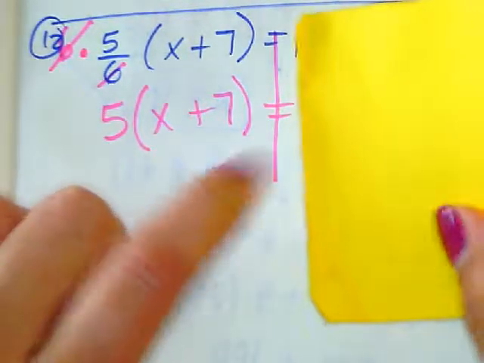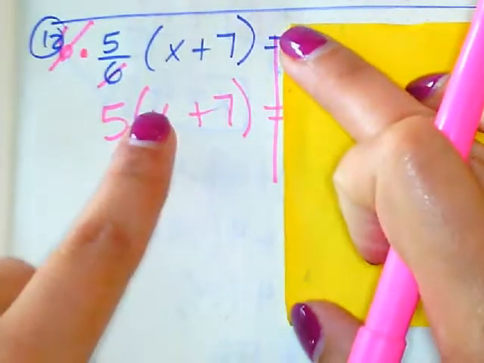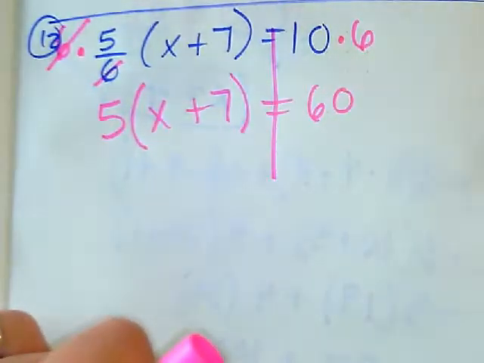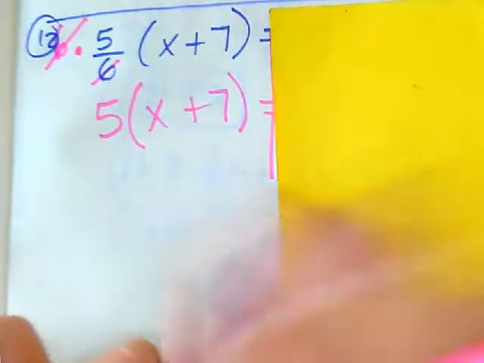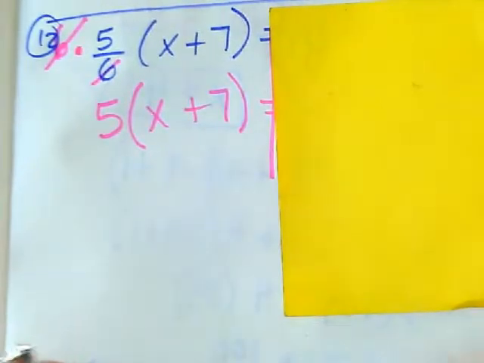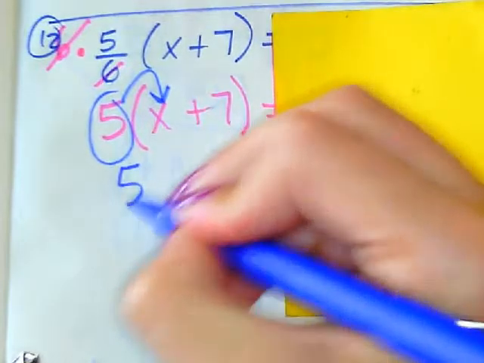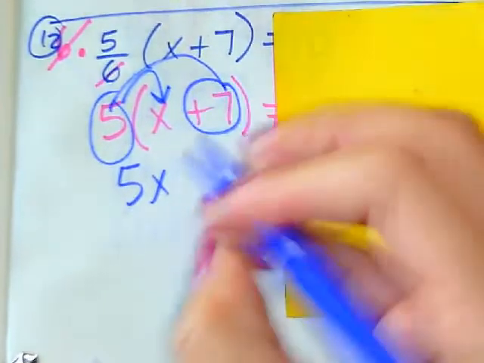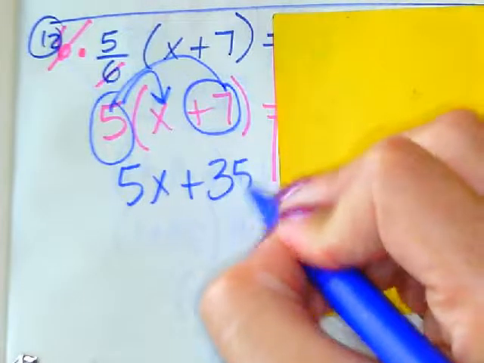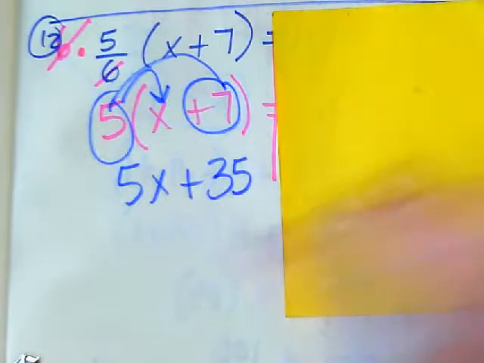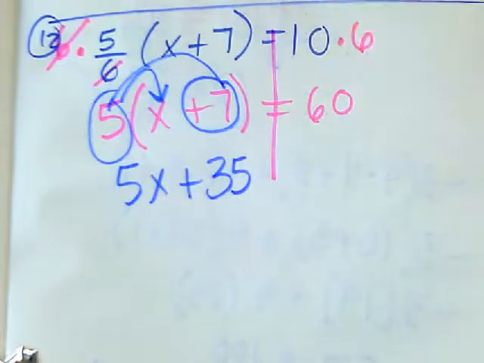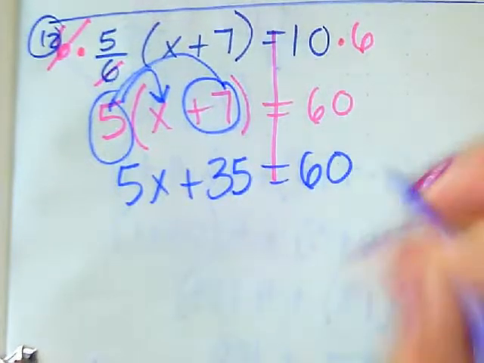Okay, after I've done that, now I can ignore this side so that I can simplify this one all the way before continuing. Here's my post-it. Now I am going to distribute the 5 into the parentheses. So here I have 5x, and 5 times positive 7 would be 35. Now I can uncover the other side because this is simplified all the way. So here I have 60.